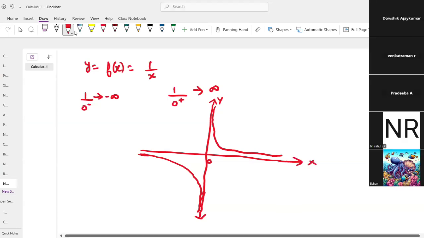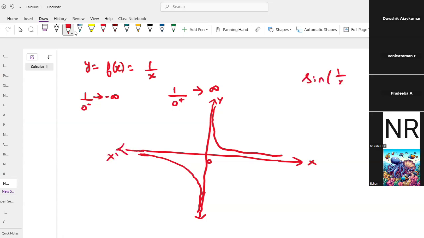Any other doubt? So can we do sine of 1 by x? You know about the best part of the sine graph. Sine is a kind of limited graph, meaning it will always be range bounded between -1 to +1. But the problem with this 1 by x thing is, when x gets very close to 0, this 1 by x is also going towards infinity or minus infinity.